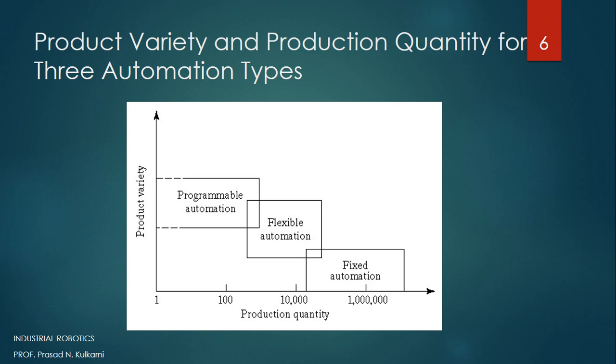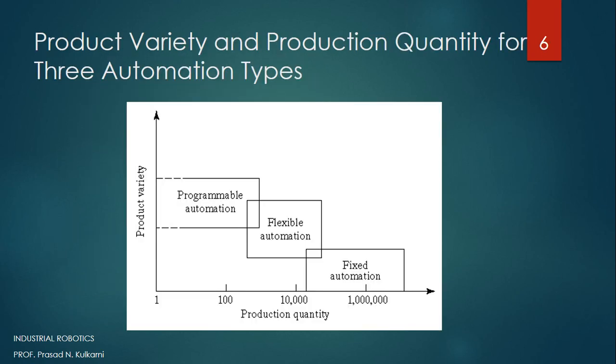These are just vague figures we are putting here, just to make you familiar with the manner in which these three automation systems work. In fixed automation, the product quantity is very high but the variety is less. In programmable automation, the variety we are getting is more, but the quantity is very low, and the compromise between these two is flexible automation.